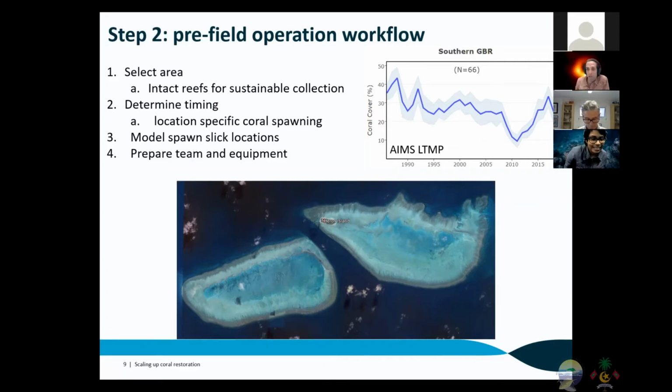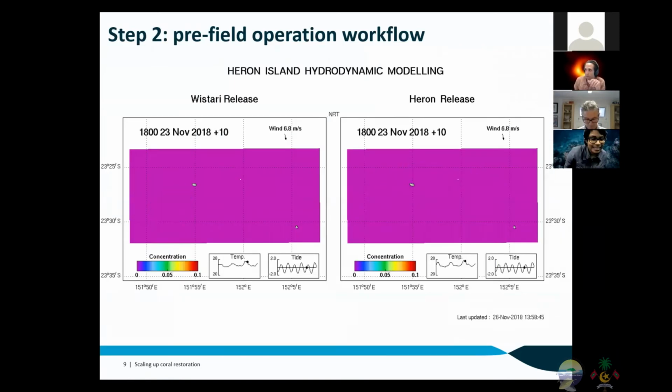We're really fortunate at CSIRO to have some great modelers. So we were able to put up some predictive models of where we thought these spawn slicks would be, based on those 2 different reefs, coming off those 2 different reefs. So how did we go?